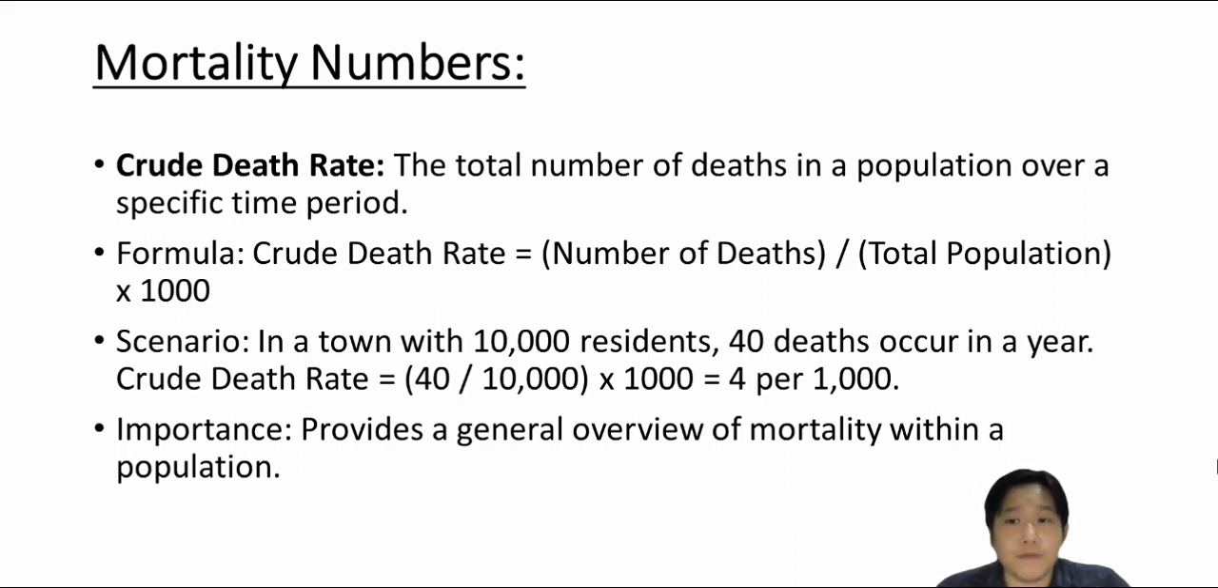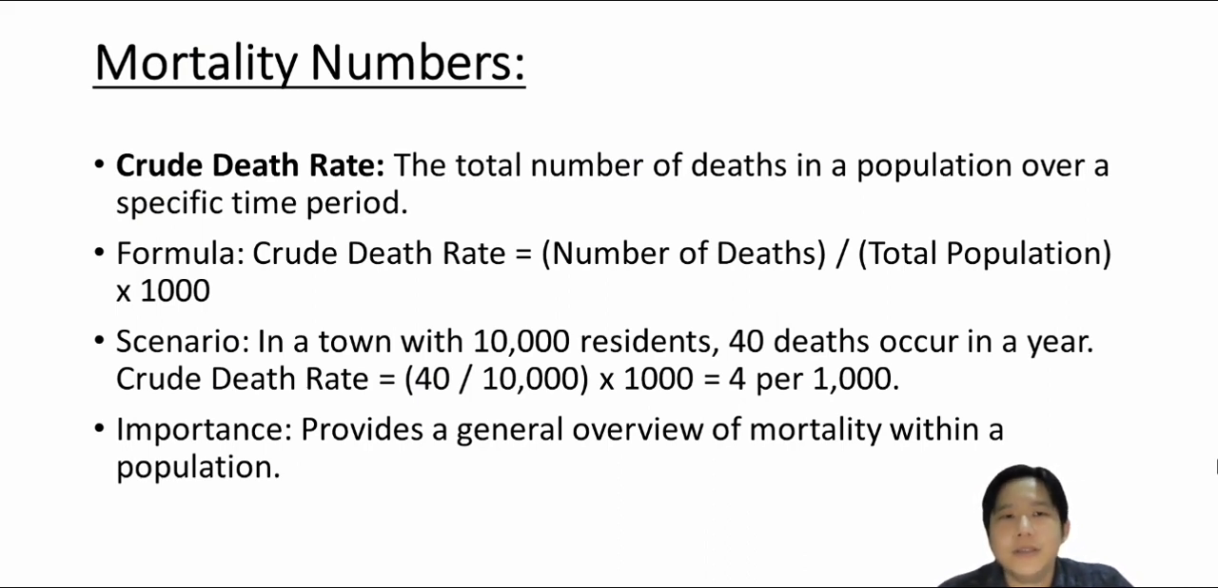Now, for the continuation, the second part, we're talking about mortality numbers, measures of epidemiology and mortality numbers. There are some indicators of this particular topic. In my lecture, I will limit it to about 6 indicators. What are they? The first is crude death rate, or CDR for the abbreviation.